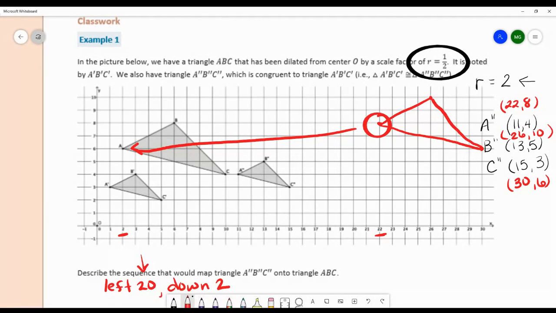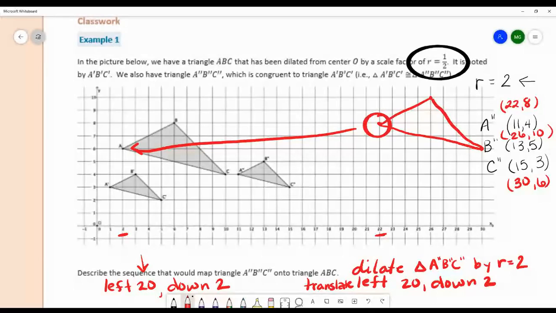So, describe the sequence. What was the first thing we had to do? Right, the first thing we had to do is we dilated. So we would write dilate triangle A prime prime, B prime prime, C prime prime, by R equals 2, that scale factor of 2, and then we're going to translate it left 20, down 2.